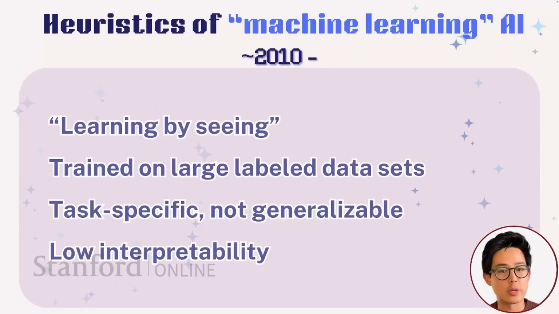The way to spot machine learning-based AI is to think of it as learning from seeing. These models are trained on massive labeled datasets, lots and lots and lots of examples. They learn from that data, but usually they do it for one specific task. So they're really powerful, but they're not really generalizable. They don't really easily transfer from one use case to another.